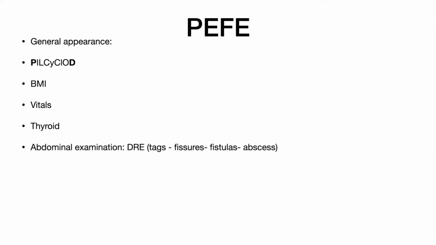Then ask about the vitals. Then you can examine the thyroid for any enlargements. Now, this is important if you're considering hyperthyroidism as your differential. And yes, now comes the abdominal examination, which is the most important part in PEFE. And you have to do a detailed one.